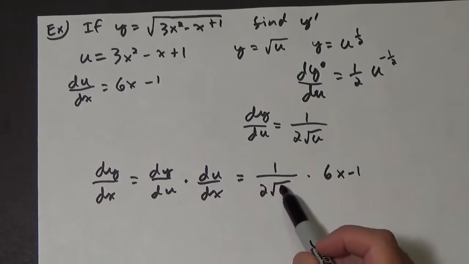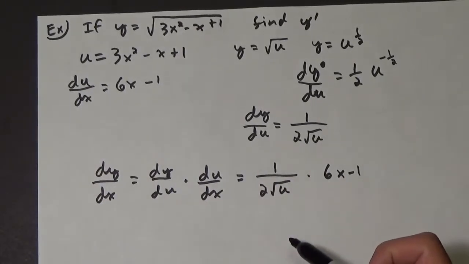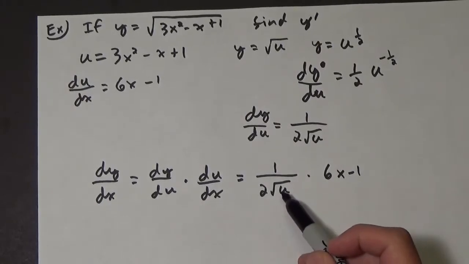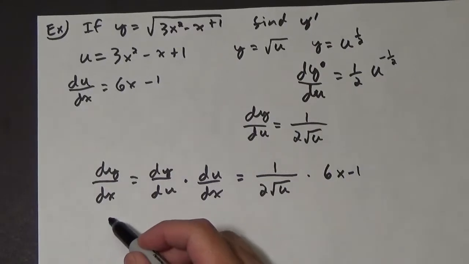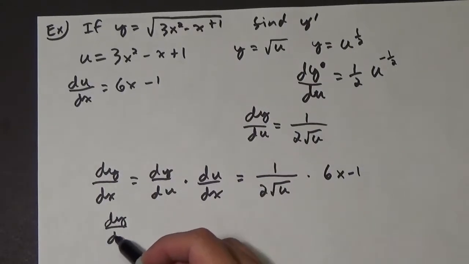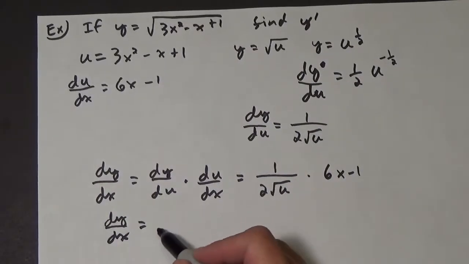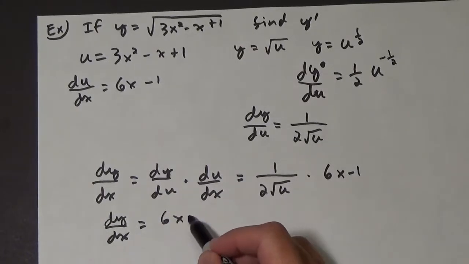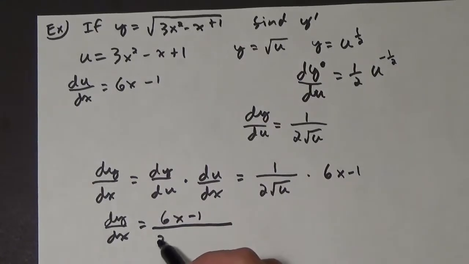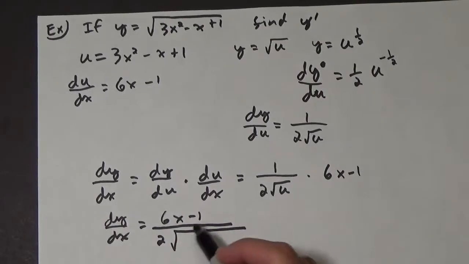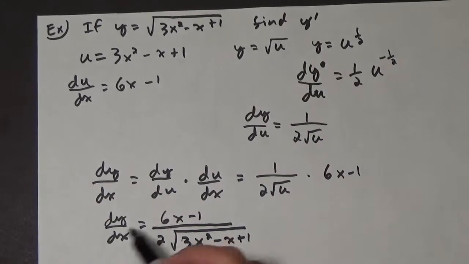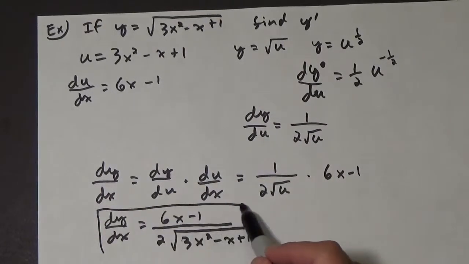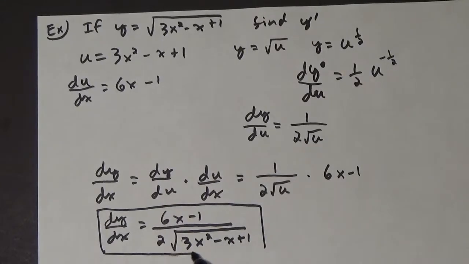Now we don't want to have a u in our answer, so we're going to have to use back substitution. And so we end up getting dy dx equals 6x minus 1 all over 2 times the square root of 3x squared minus x plus 1. And this is our final derivative.